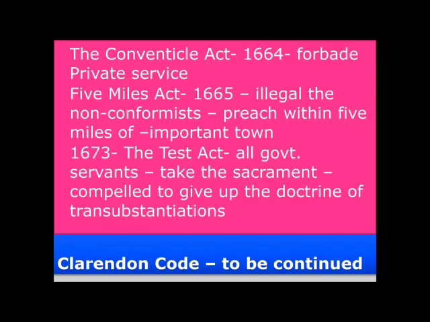The Clarendon Code. The Conventicle Act was implemented in 1664. It forbade private service. The Five Miles Act was implemented in 1665. It declared that if non-conformists preached within five miles of an important town, it would be illegal. In 1673, they introduced the Test Act. That means all government servants had to take the sacrament. They were compelled to give up the doctrine of transubstantiation.